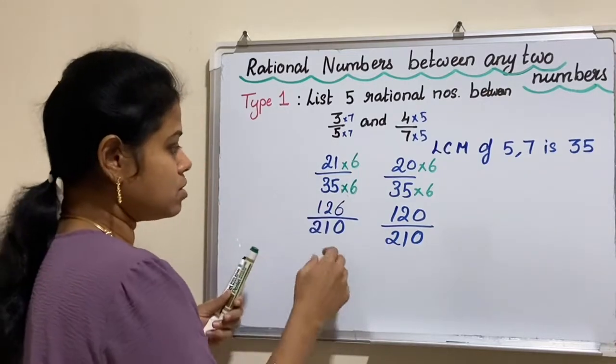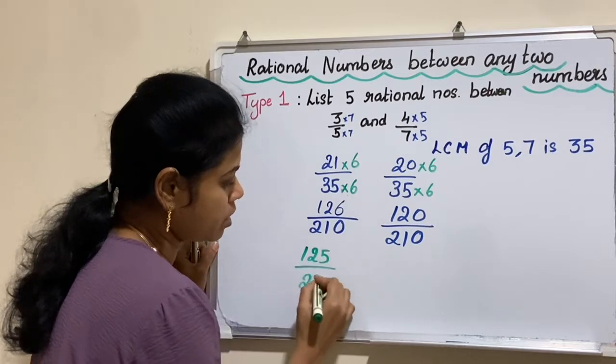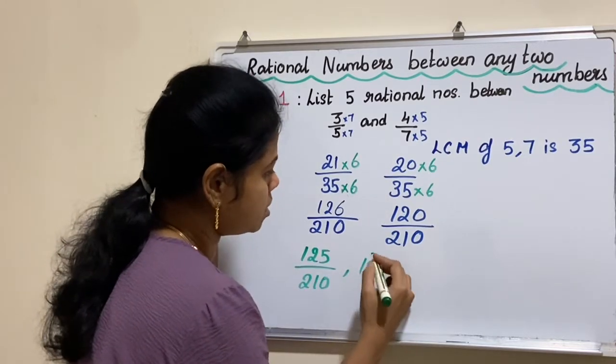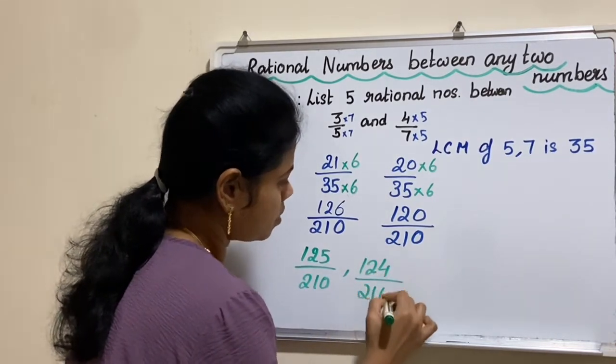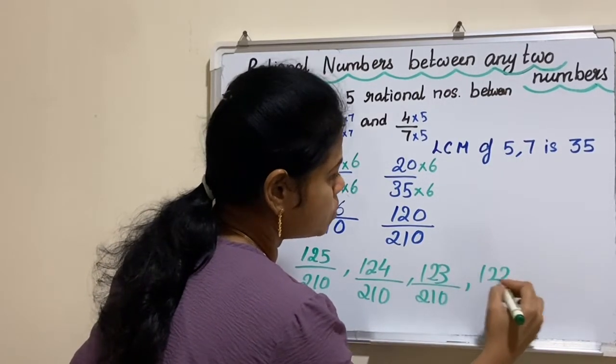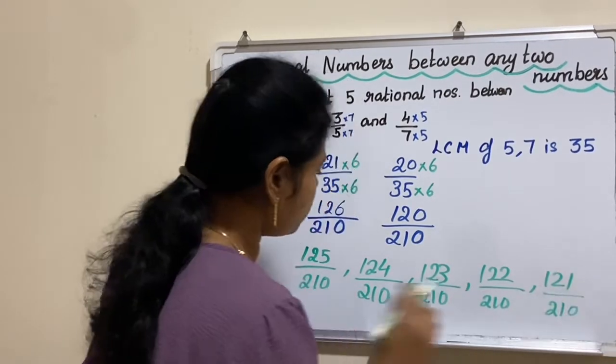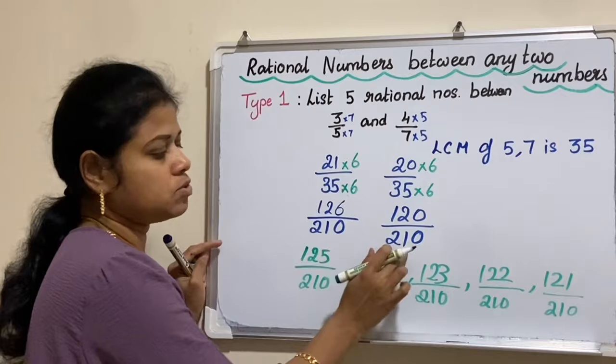So now let's list out the numbers in between these two: 125 upon 210, then 124, 123, 122 and 121 upon 210. So these are the 5 rational numbers between these two numbers.